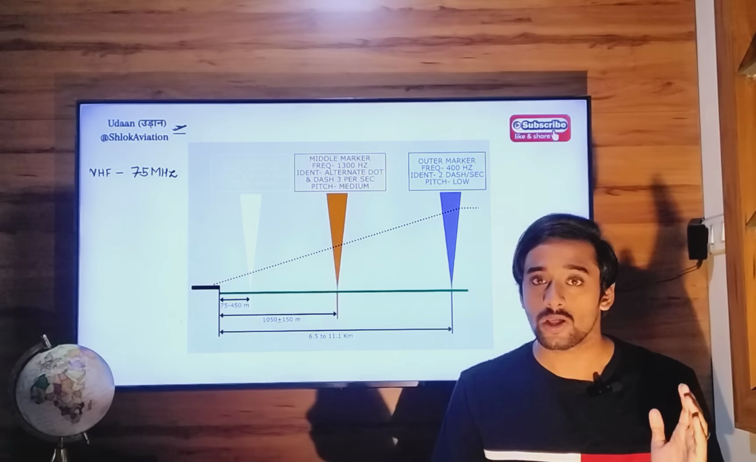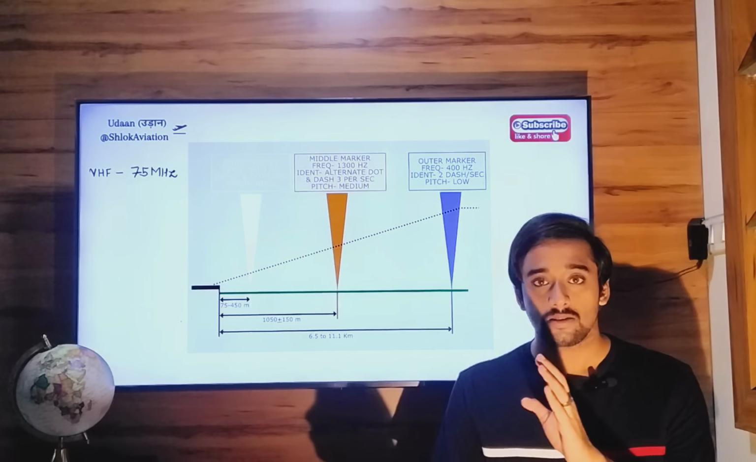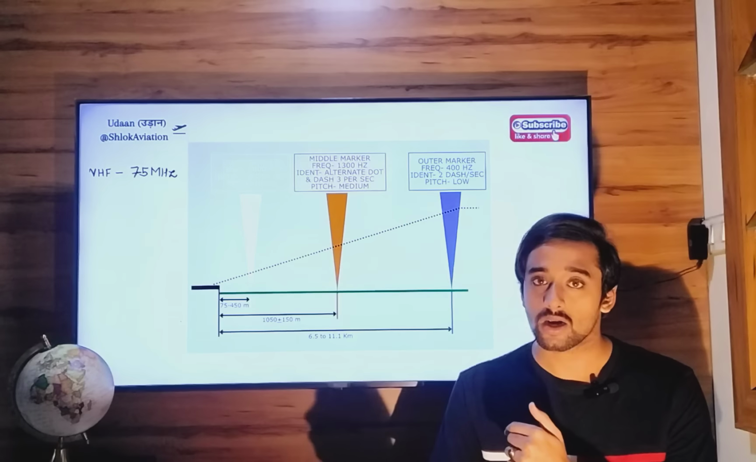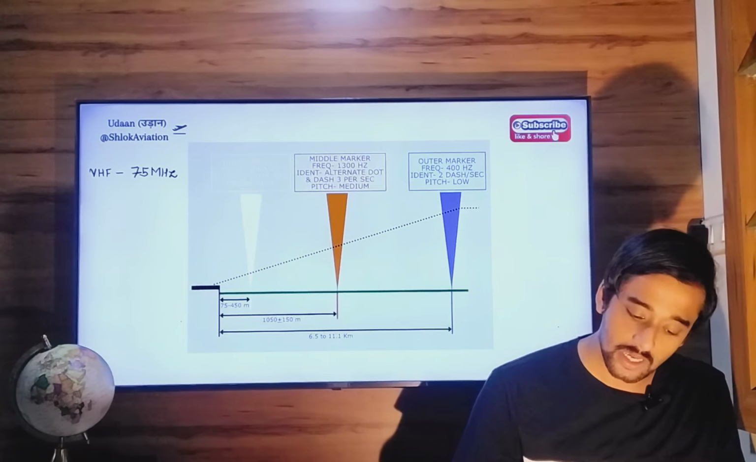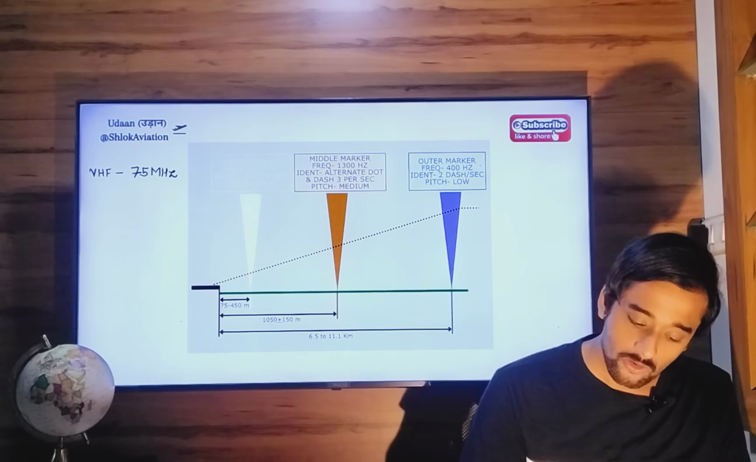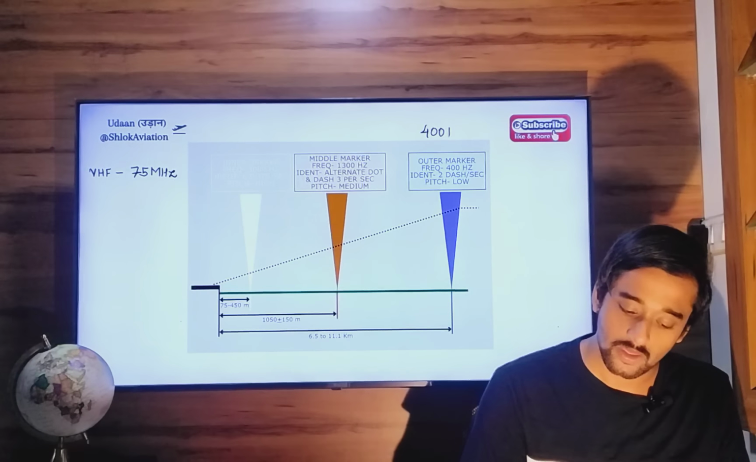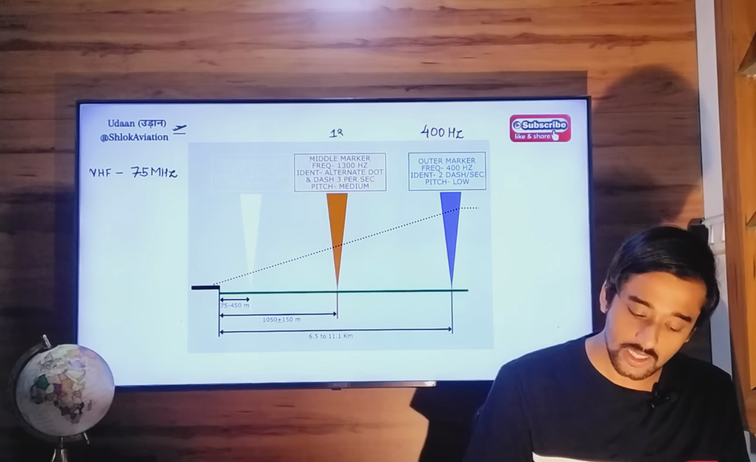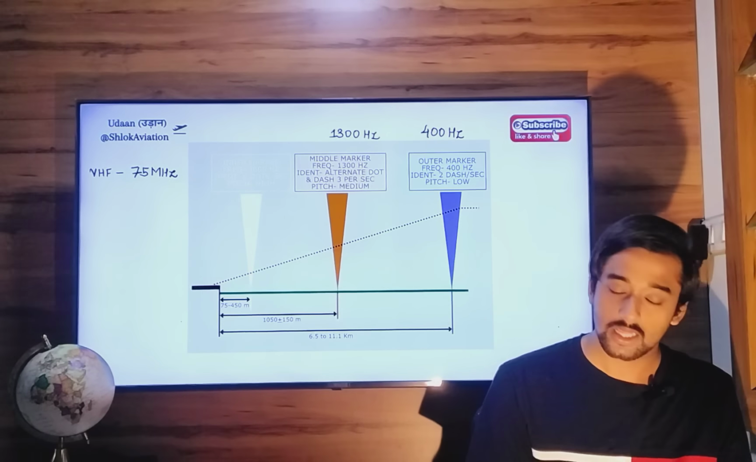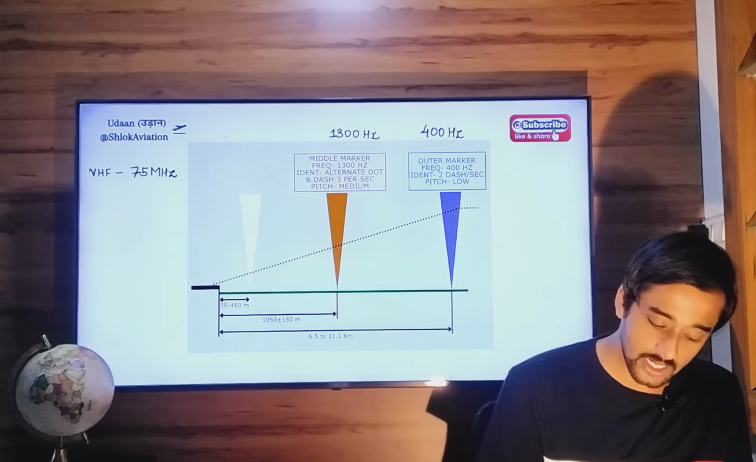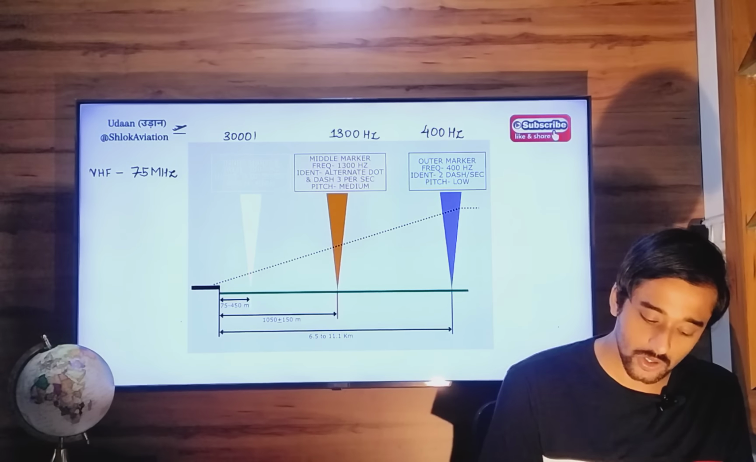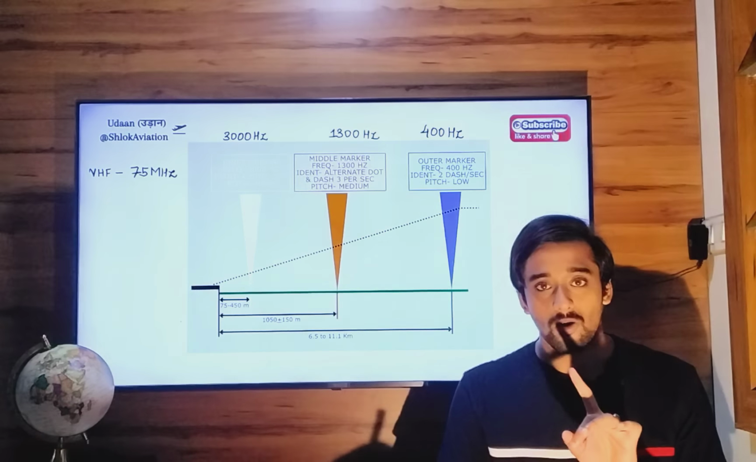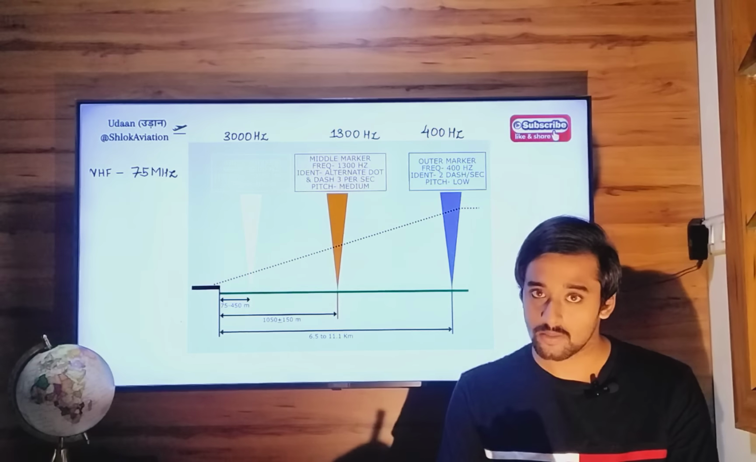It is differently modulated for the outer marker beacon, then for the middle marker beacon, and differently for the inner marker beacon. The outer marker beacon is modulated at 400 hertz, the middle marker is modulated at 1300 hertz, and the inner marker is modulated at 3000 hertz. So you must remember these amplitude modulation frequencies of each of these marker beacons.